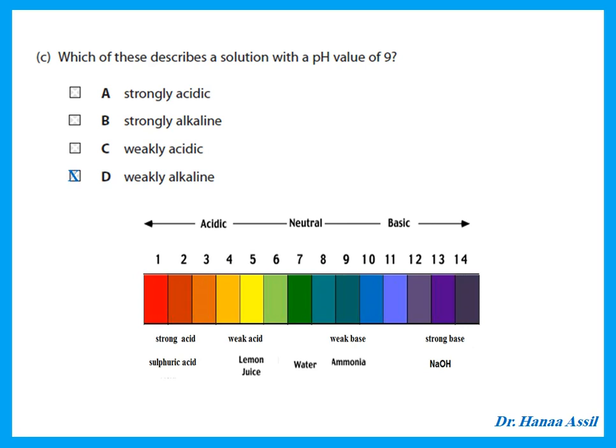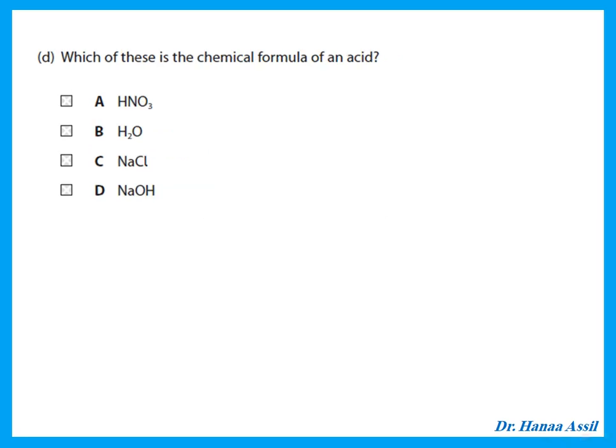I'm going to remind you again, 7 is neutral. Anything below 7 is acidic. Anything above 7 is basic. A strong acid would have pH 1, 2, or 3. A weak acid would have 4, 5, or 6. A weak base has 8, 9, or 10. And anything 11 or above is a strong base. So remember these typical pHs.